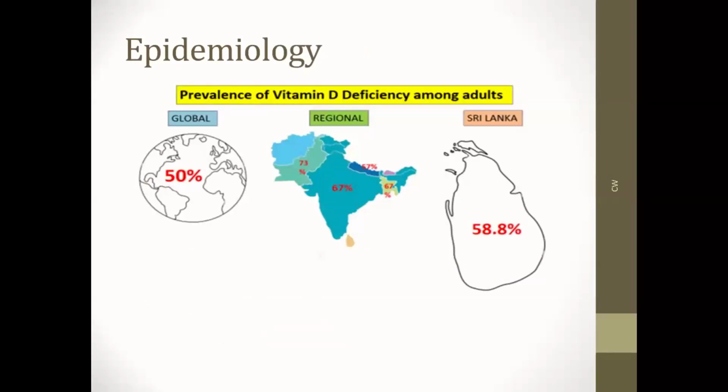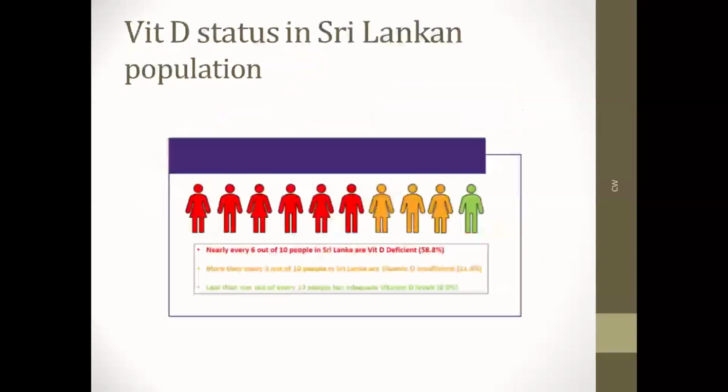The prevalence of vitamin D deficiency among adults globally is 50%. Regionally, in South Asia, it's about 67%. In Sri Lanka, it is 58.8%. Nearly 6 out of 10 people in Sri Lanka are vitamin D deficient, and more than 3 out of 10 people are vitamin D insufficient. Less than 1 out of every 10 people has adequate vitamin D levels. Then you can identify the vitamin D status of the Sri Lankan population.